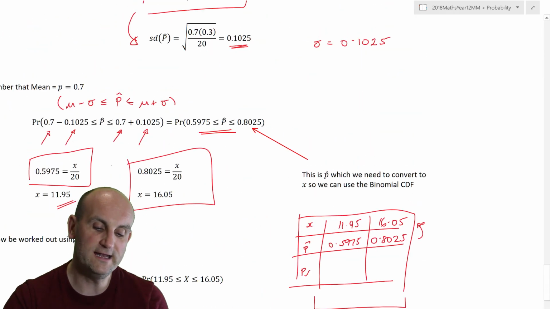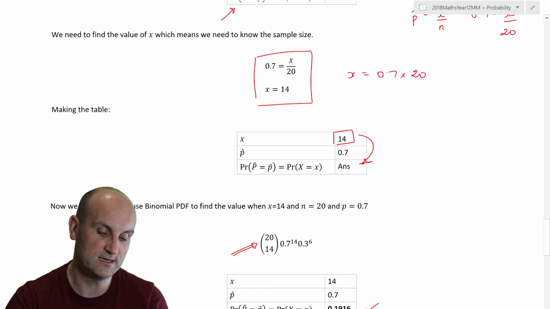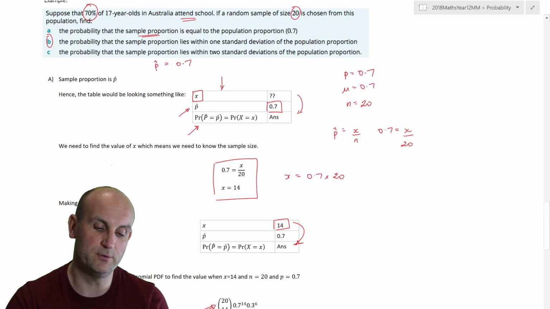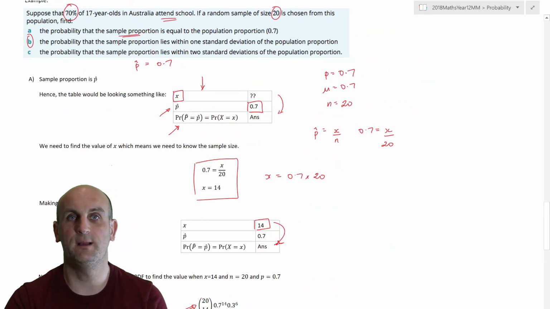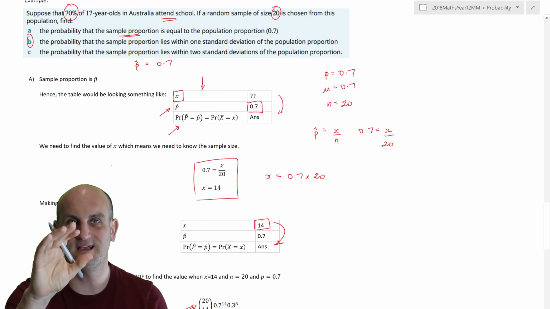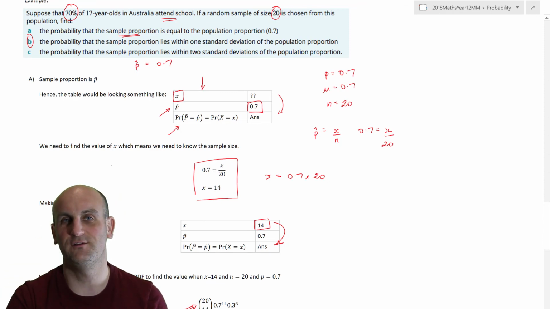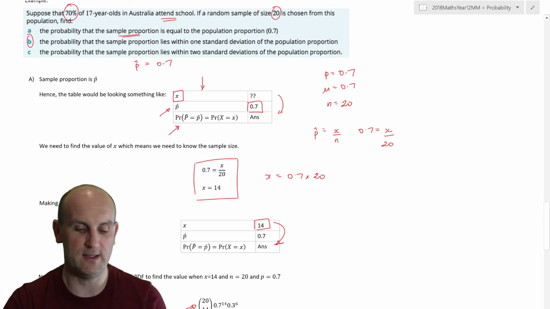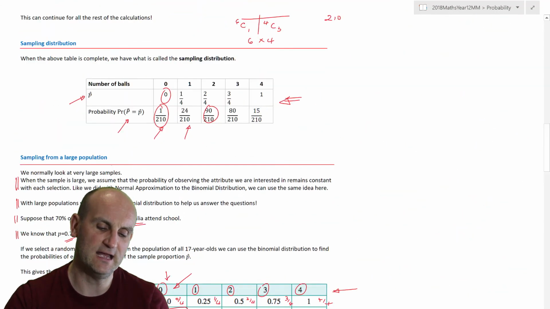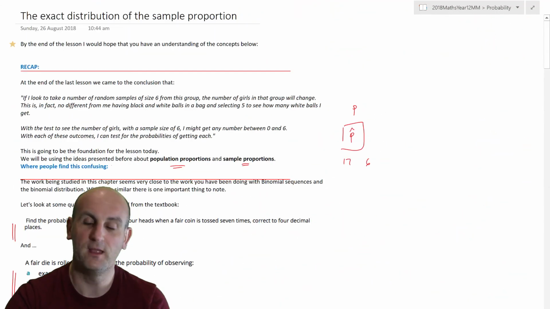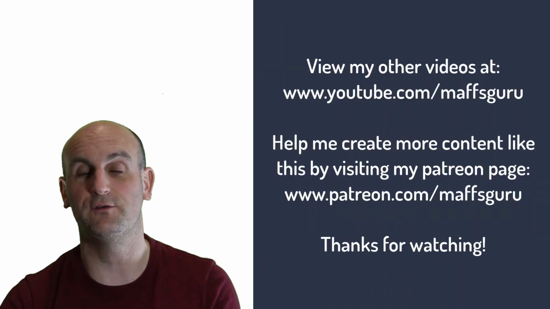But the ideas held in this are critically important, particularly the idea about going from p hat to an x to an actual probability using the binomial is really powerful. I'm going to leave you now to actually have a bit of a play with that. This video has been on the exact distribution of the sample proportion. I really hope you found it useful.